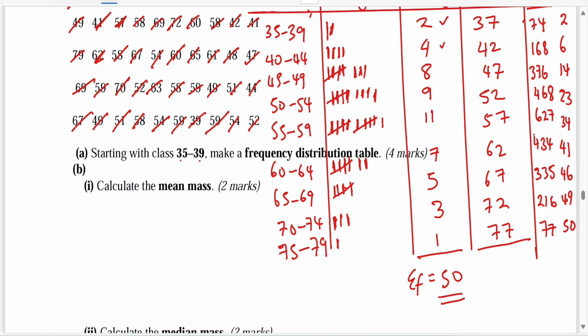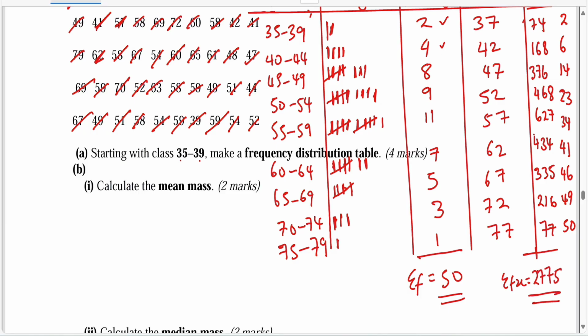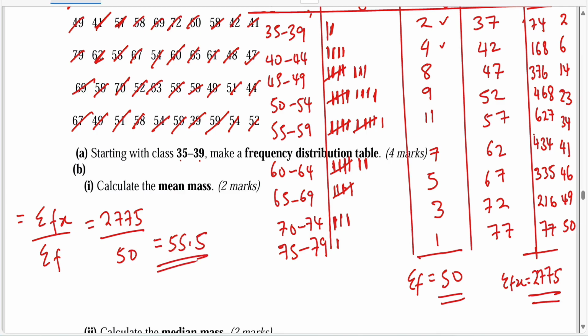Those are your midpoints. So your sum of fx here, if you add all of this, 74 plus 168, they should add up to 2,775. You don't add the sum of CF in here. So calculate the mean mass: sum of fx divided by sum of f. So sum of fx, 2,775, divided by sum of f, which is 50, and the answer it will give you is 55.5. So the answer is very easy.